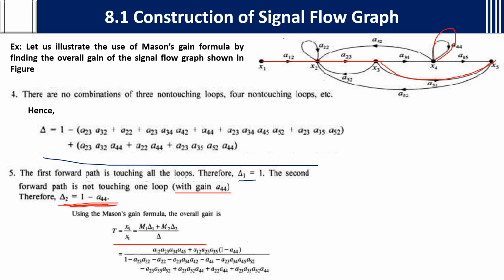M1 you know, M2 you know, delta 1 you know, delta 2 you know. For M2, what is the non-touching loop? A44, so 1 minus A44. The delta you know, you put the delta. That is nothing but a delta function. Done. This is how we calculate the Mason's gain formula from the signal flow graph.